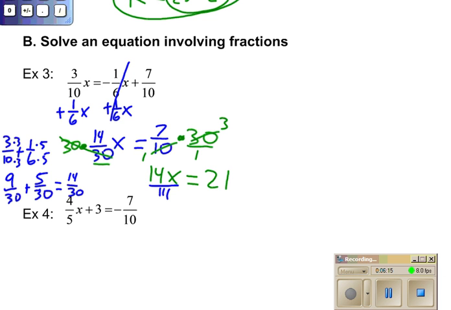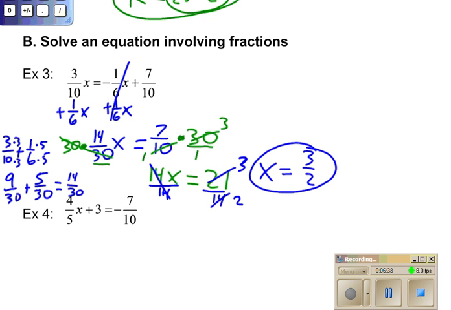Now I divide by 14, and then I have x equals 21 divided by 14. I could reduce that. Let's divide both by 7, sorry, by 3. Nope, sorry, divide by 7, it'd be 3 over 2. So 3/2, and that would be the answer. The other way I was talking about, the quicker way, you could have multiplied everything by 30 right away, and that would have been slightly simpler.